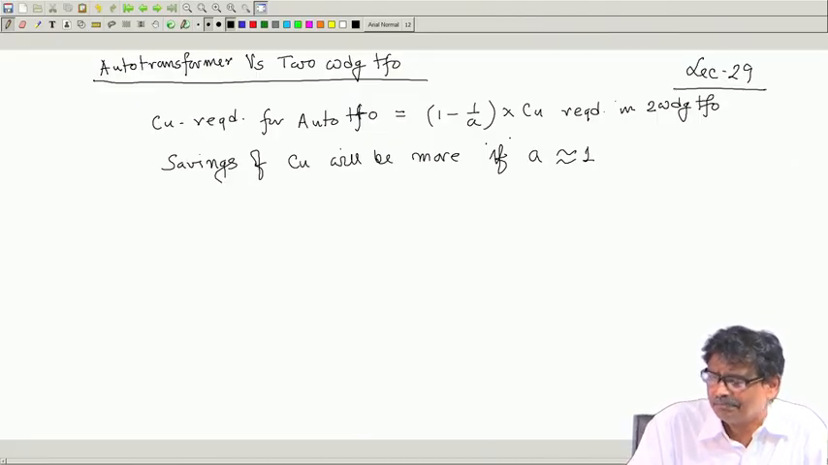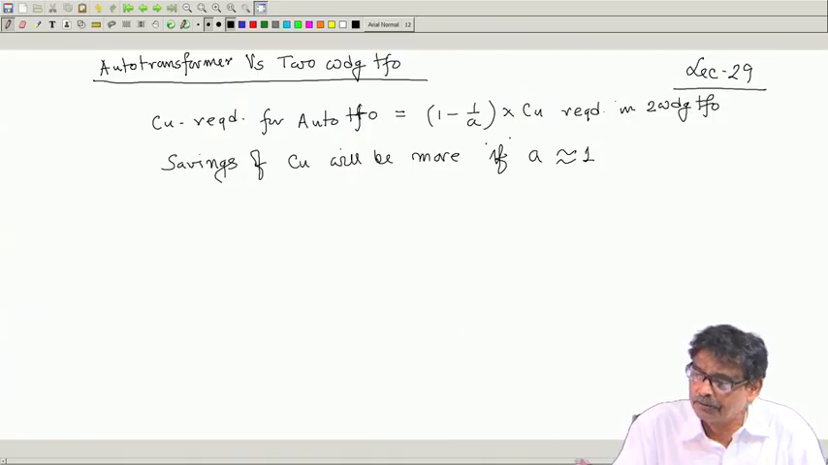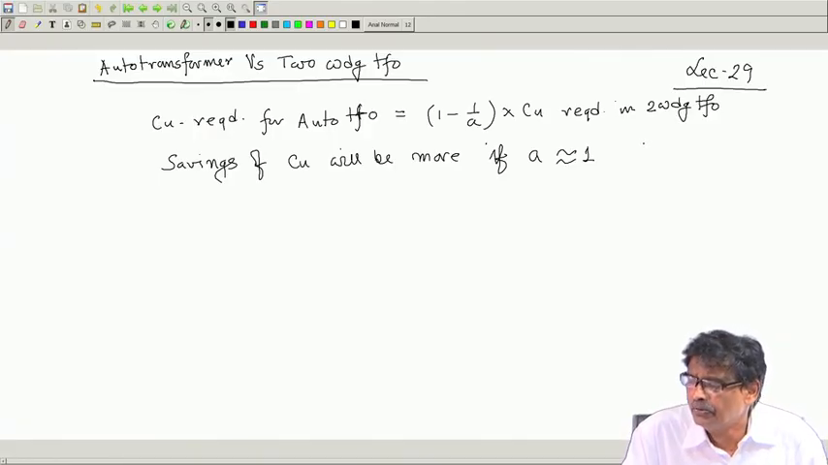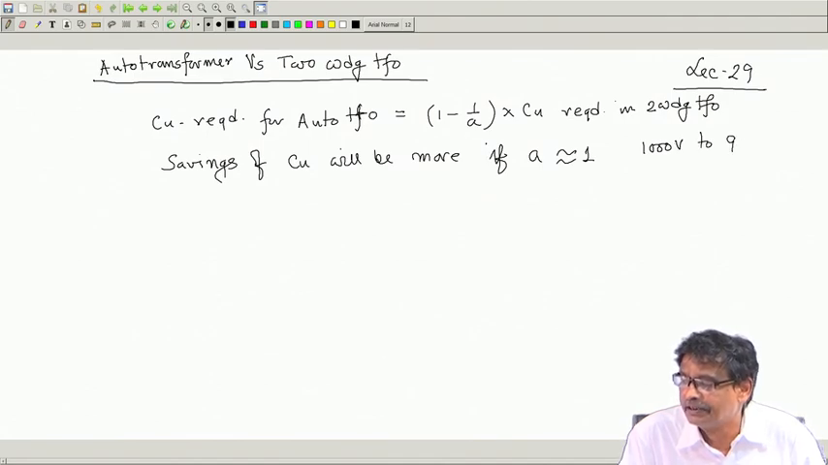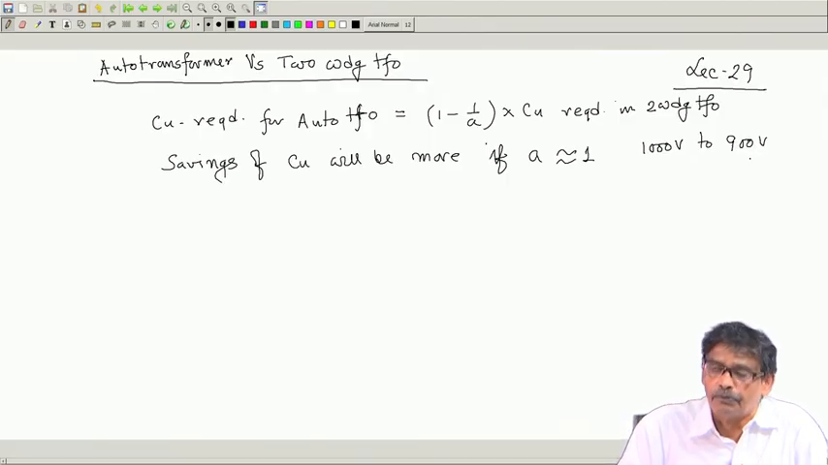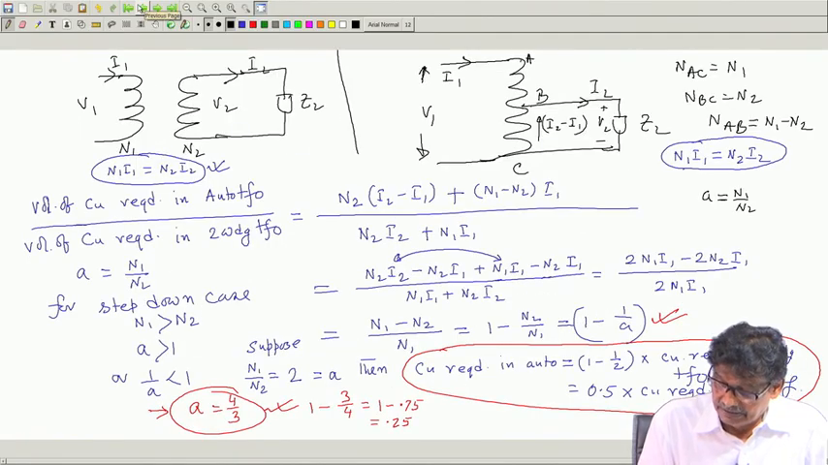It simply means that no transformer is necessary, you want the same supply voltage, but there may be situations when, for example, you want to step down the voltage from 1000 volt to say 900 volt. Here this ratio is close to 1, that is 1000 to 900. In this type of transformation, we find savings of copper will be more. That is what we established in our last class.